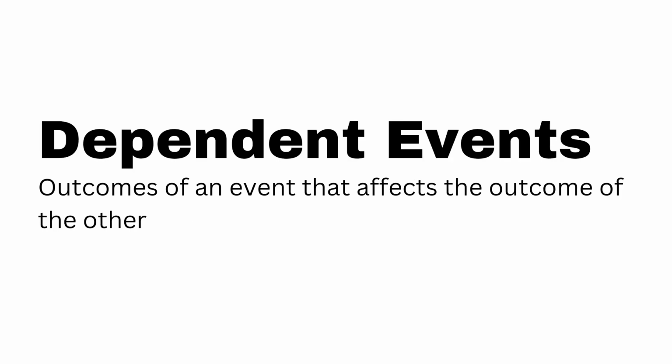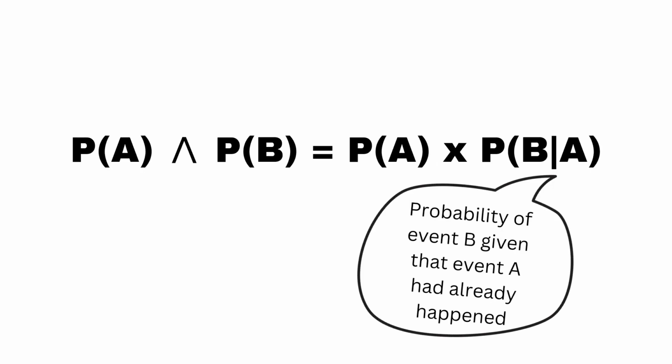While dependent events are outcomes of an event that affects the outcome of the other. In other words, the multiplication law for this is that the probability of dependent events happening together is the probability of event A happening multiplied with the probability of event B given that A had already happened.